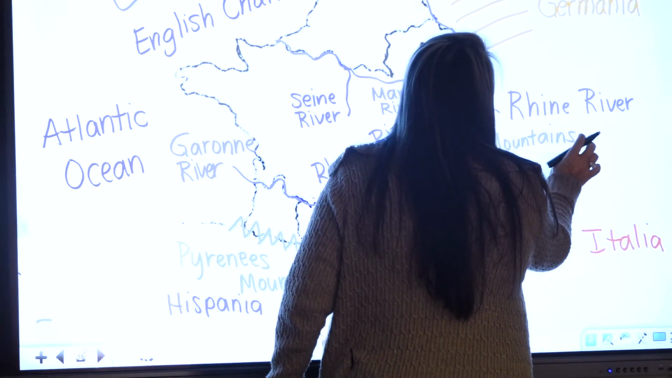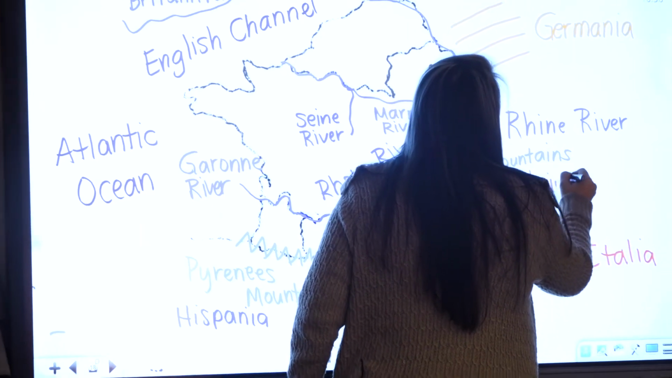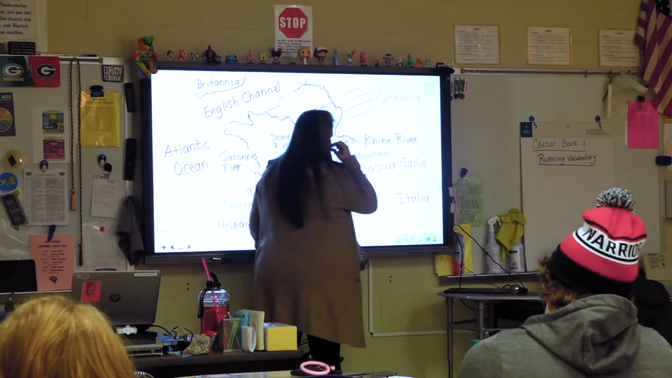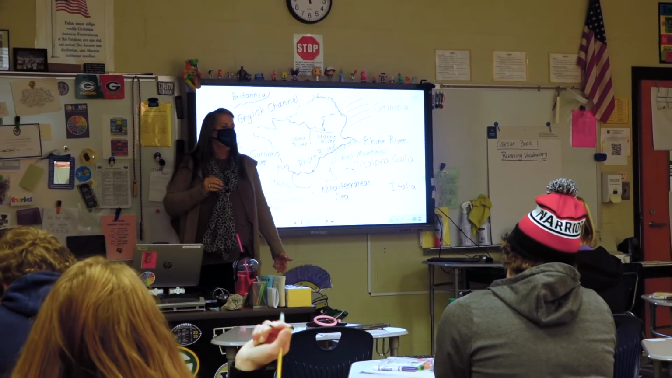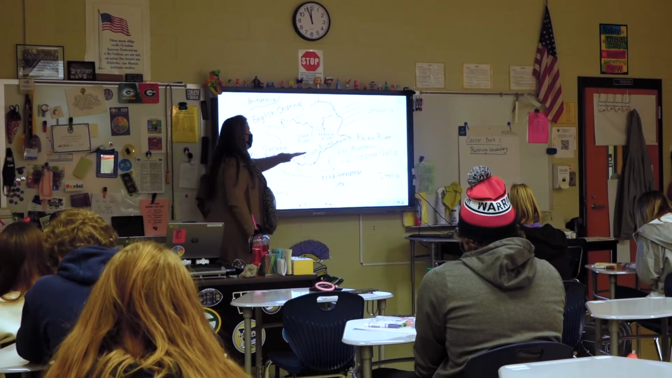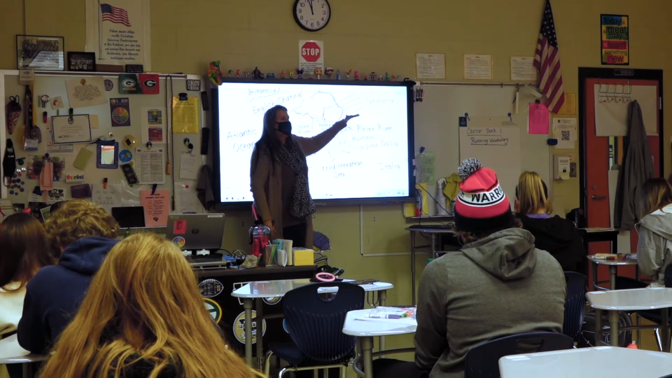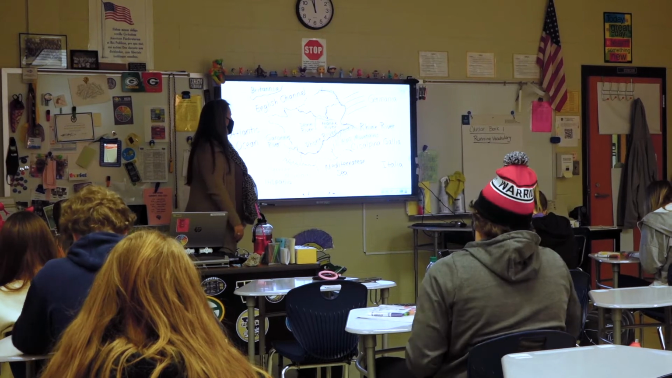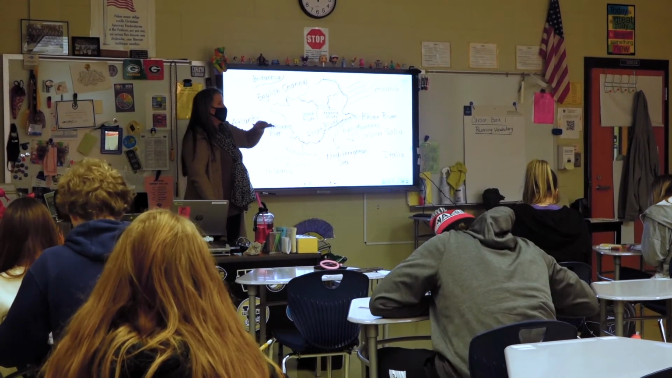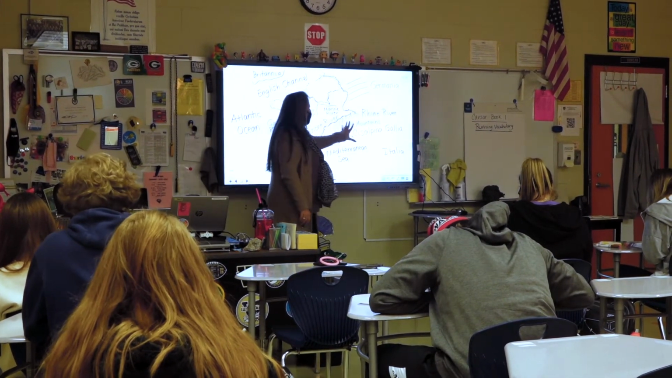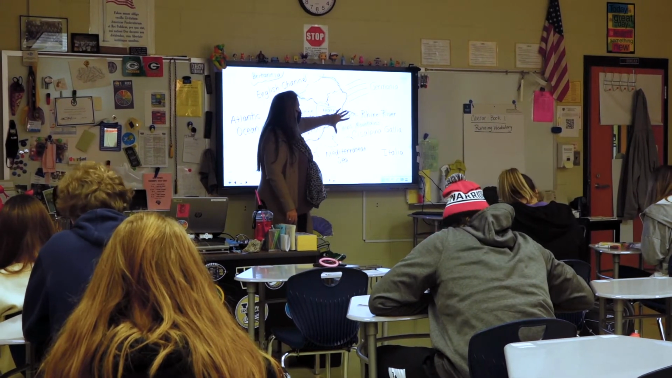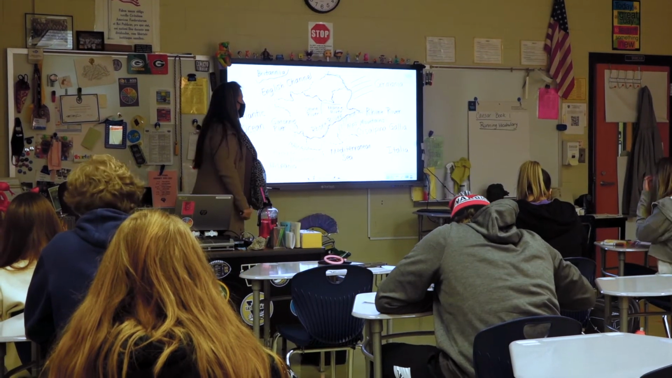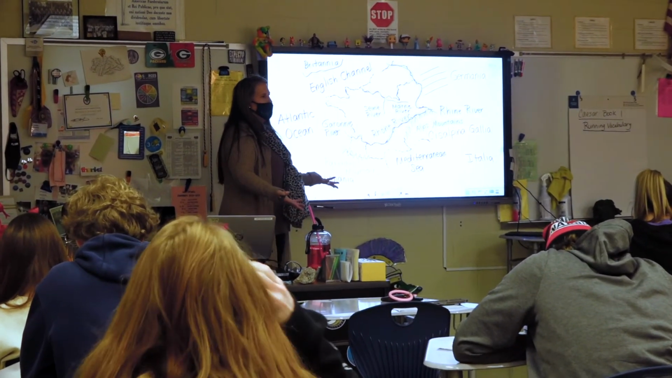Cisalpina Gallia. What it means is that this is Gaul below the Alps. It's Gaul below the Alps. So it's this area right here that's between the Alps and Italy. And it's Cisalpine Gaul.